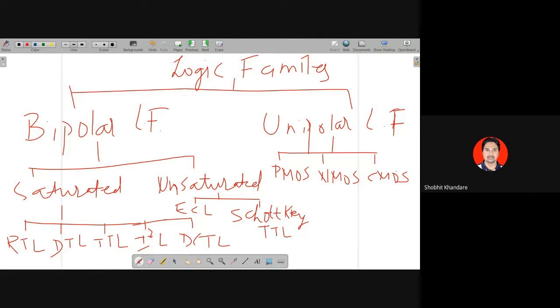Kuch samajh mein nahi aa raha to mujhe puchna, the way I'm writing it down, if you are not understanding, you please let me know. In unsaturated, it is ECL, and the other one is Schottky TTL. In unipolar logic family, you have PMOS, NMOS, and CMOS. Sabne likha?